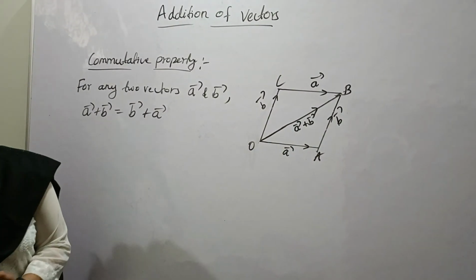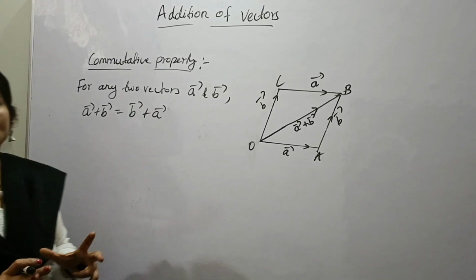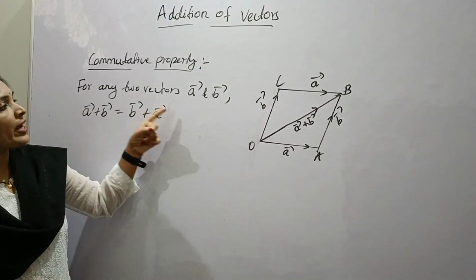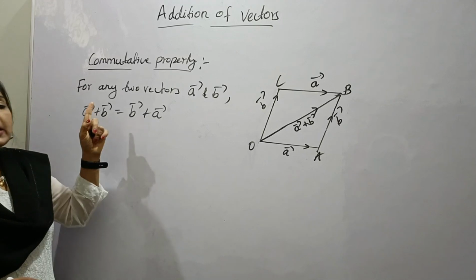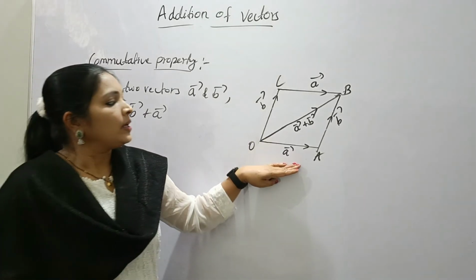Now we are going through the properties of vector addition. First one is the commutative property. Here we have to show that vector addition is commutative. That is, for any two vectors A and B, vector A plus vector B is equal to vector B plus vector A. See here.